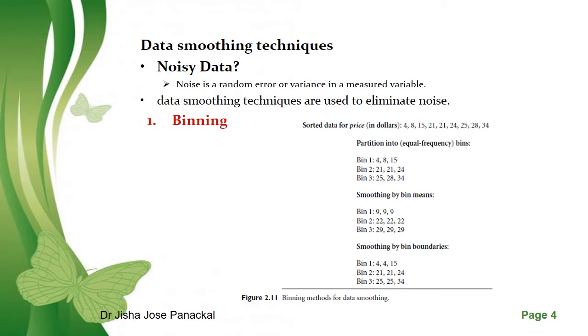And we are going to discuss different data smoothing techniques. This is used to avoid the noise. Noise is a random error or variance in a measured variable. Data smoothing techniques are used to eliminate noise. The first method we can use is binning. Okay, we will see by example. Figure 2.1 shows binning methods for data smoothing.